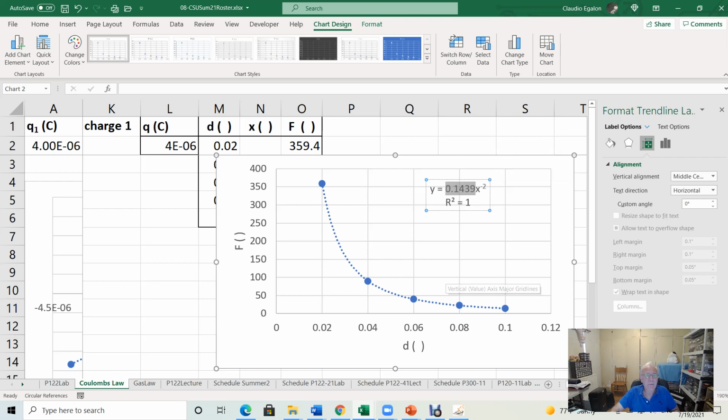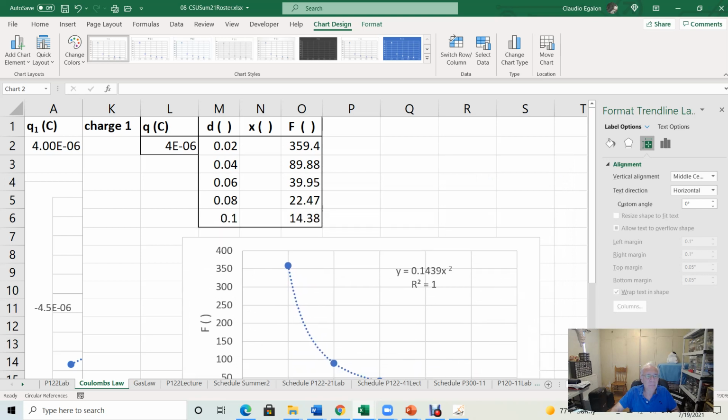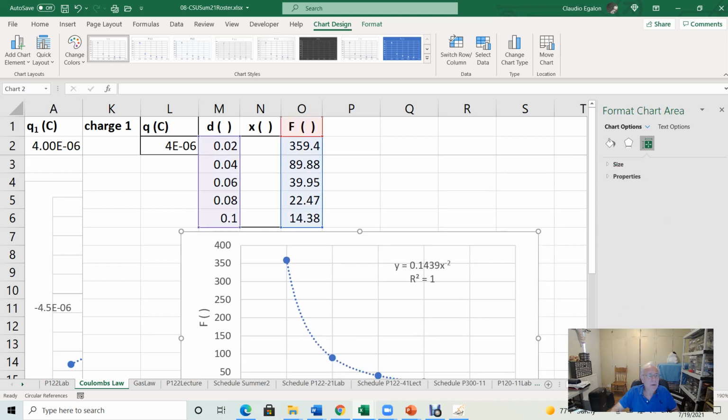Okay? So that's one of the graphs that you're going to plot, but then you're going to do the other graph.